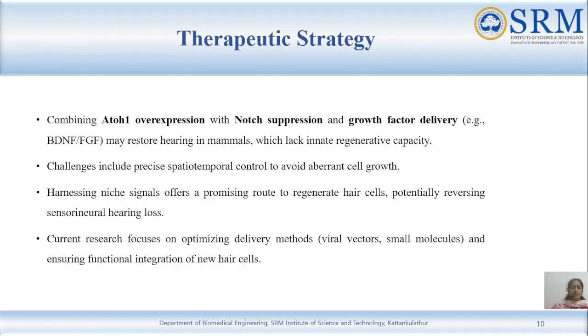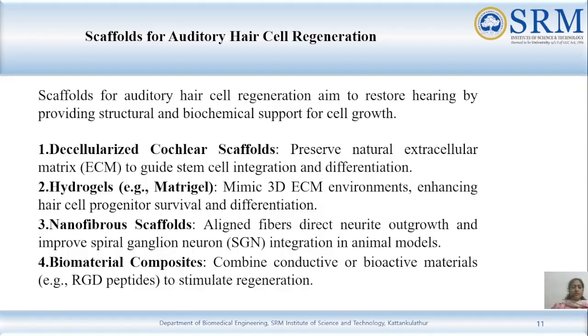So, what are the scaffolds that we can use for the auditory hair cell regeneration? The scaffolds aim to restore hearing by providing structural and biochemical support for the cell growth. So I have already mentioned some of these scaffolds. So first we can use a decellularized cochlear scaffold. So the cochlea will be removed from a deceased patient, and cells in the decellularized scaffold will be removed. So basically this will help to preserve the natural extracellular matrix that is found in the native cochlea.